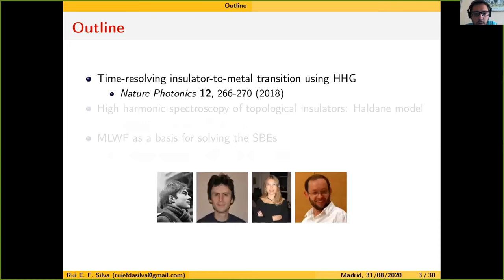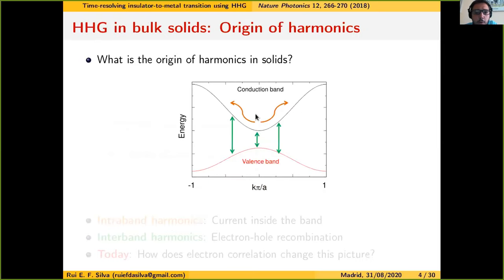So, to start with, I will start with time resolving the insulator to metal transition. This work was done in collaboration with Igor Blinov, with Alexei Rubtsov from the Russian Quantum Center, and with Olga Smirnova and Misha Ivanov at the MBI. To begin with, I would like to briefly explain what is the origin of harmonics in solids.